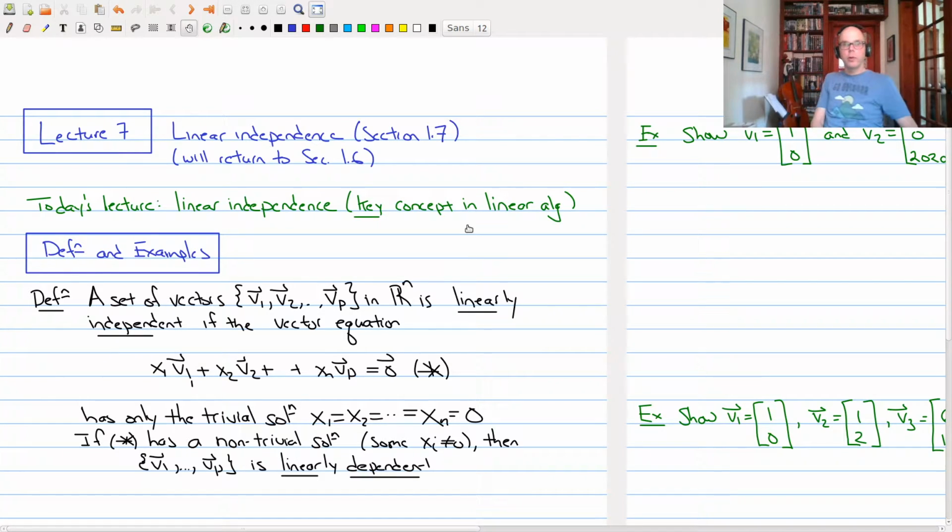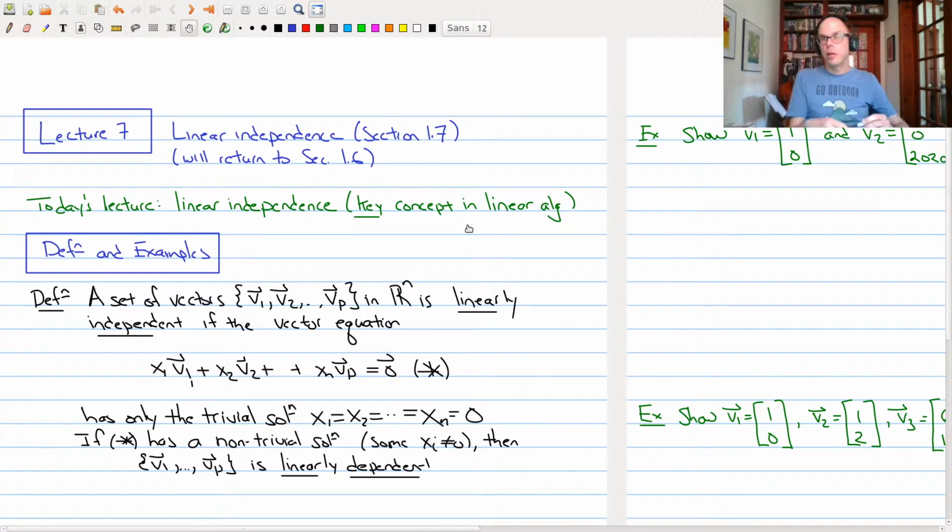Hi everyone, welcome to lecture 7 of Math 1B03. Today's lecture will be on linear independence, and this material is based upon section 1.7. You'll notice that we're skipping section 1.6 for now, but we will return to it in a couple lectures.